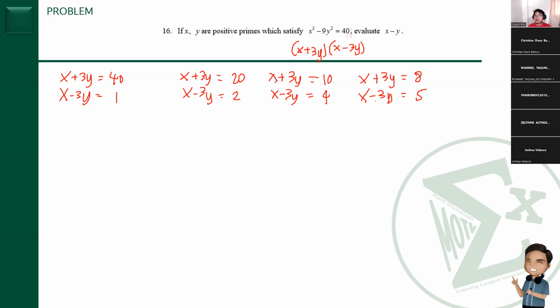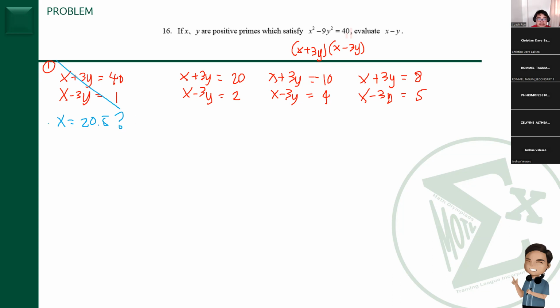So what are we going to do? We have two equations, two unknowns. I'm pretty sure you guys are familiar with how to deal with this one. Hopefully you are. If you're not too familiar with it, let's review your equations. So for the first one, we're going to do the cancellation method, right? So 2x is equal to 41, so x is 20.5.